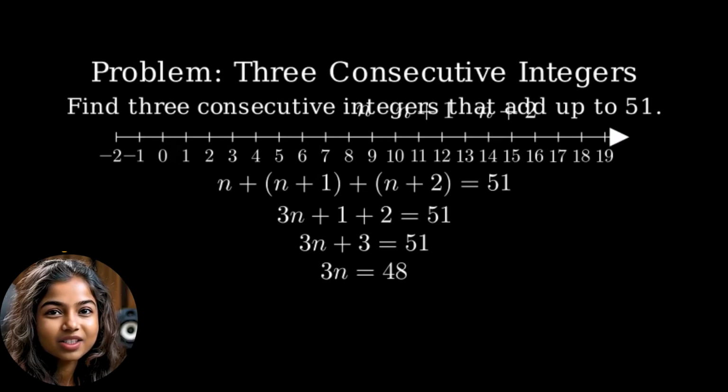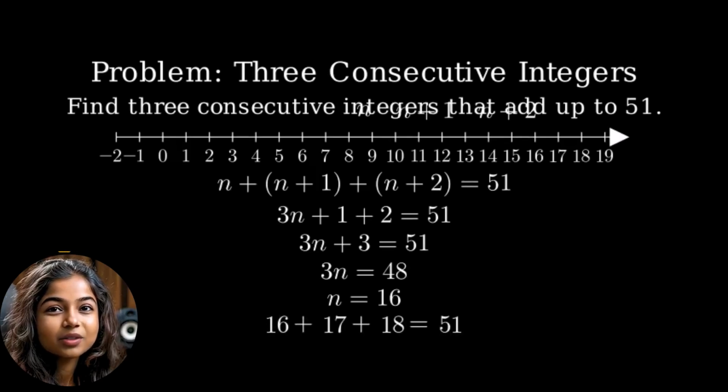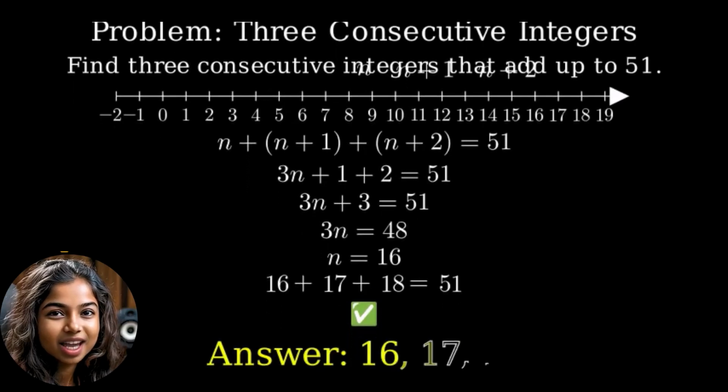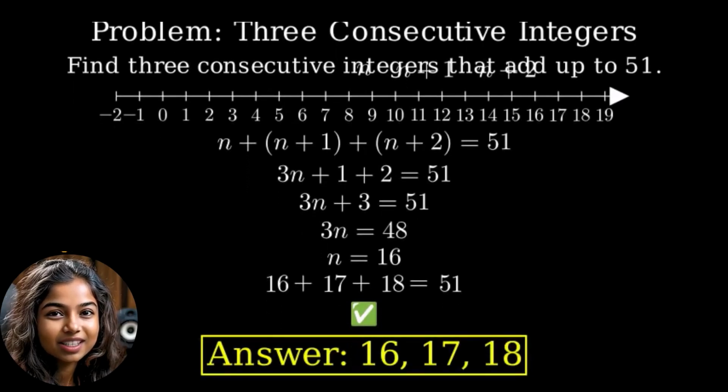3n equals 48. Finally, divide both sides by 3. n equals 16. So if n is 16, then our three consecutive integers are 16, 17, and 18. Let's verify. 16 plus 17 plus 18 equals 51. Therefore, the three consecutive integers that add up to 51 are 16, 17, and 18.